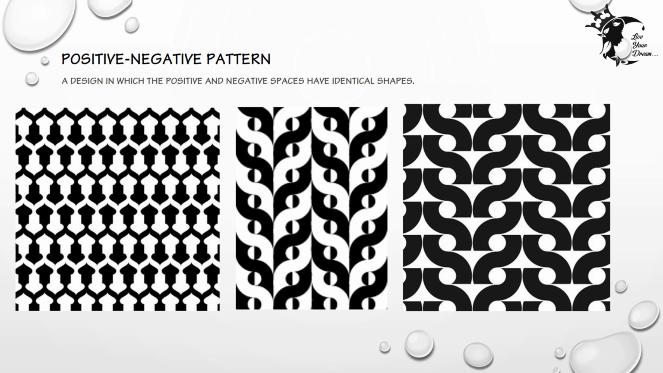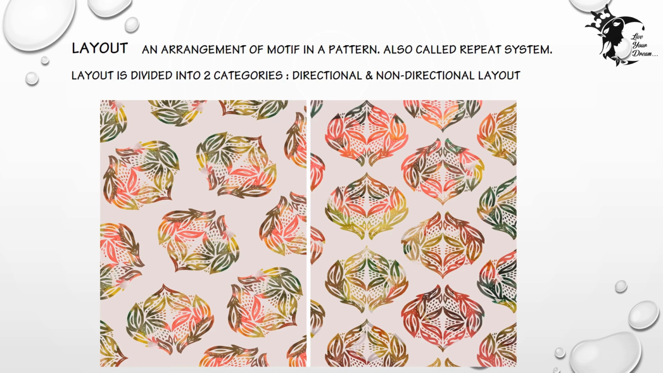Positive-negative pattern is a design in which both the motif and the surrounding area have similar shapes, especially a design in which the positive and negative space have identical shapes, also called counterchange pattern. Layout is an arrangement of motifs which are evenly distributed in a pattern, such as drops, tossed, brick, diamond, and others, also called repeat system.